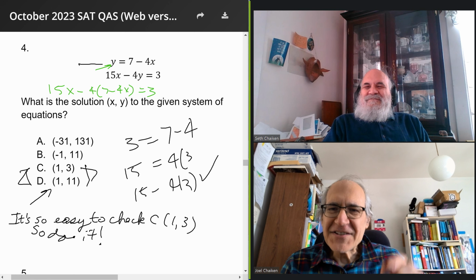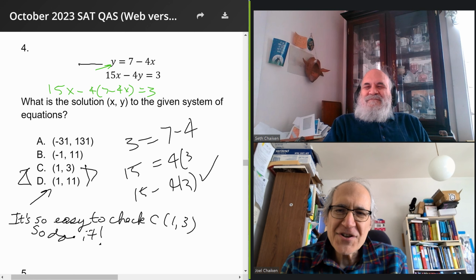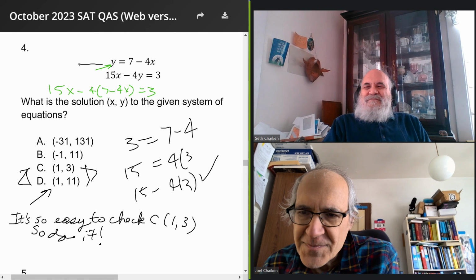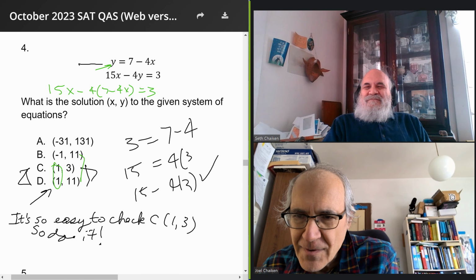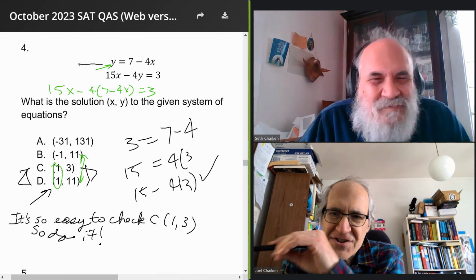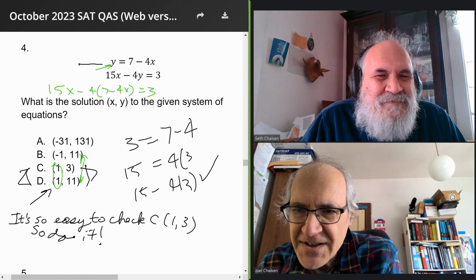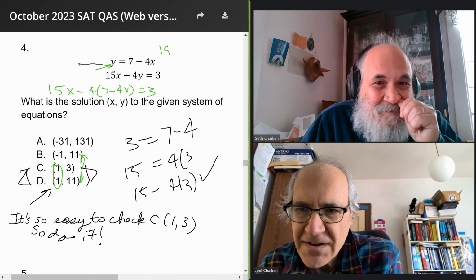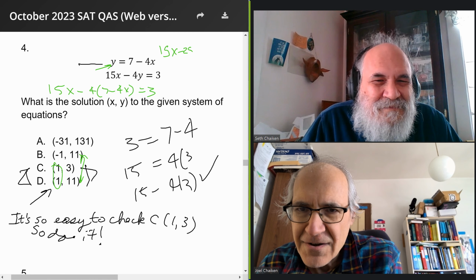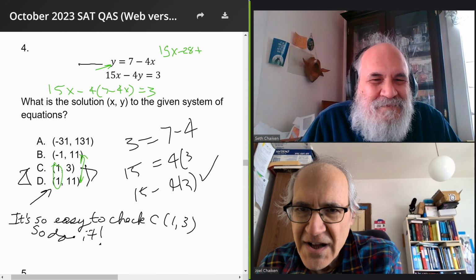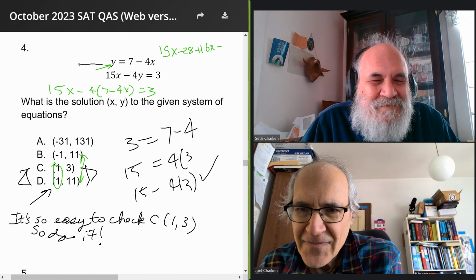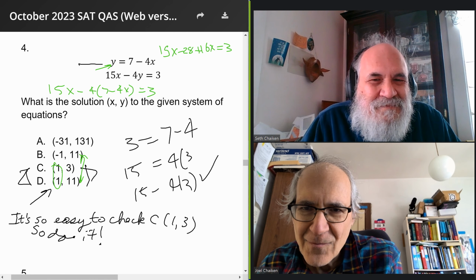Okay, but let's talk practical strategy here. The question is, do you solve for x or y? You've noticed that there are two x's and two identical y's. So let's just do it for x. So 15x, oh, this is nasty. Negative signs. Negative 28 plus 16x equals 3. Oh, well, look at that.